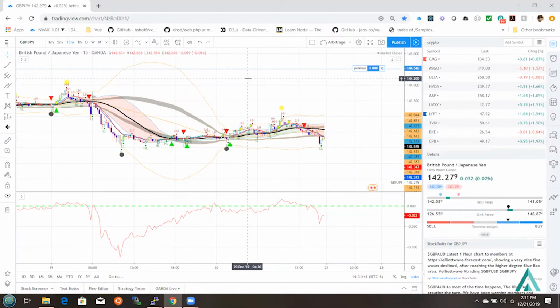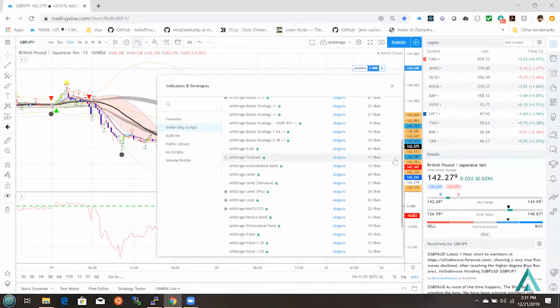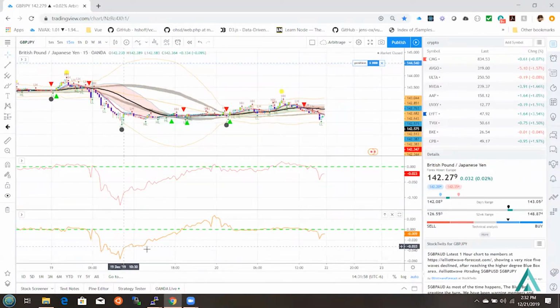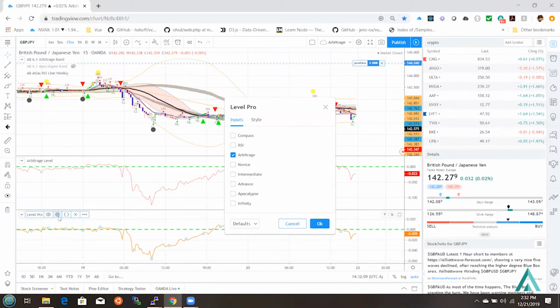All right. So now I'm going to turn on Level Pro and show you what's the difference between Level and Level Pro. With Level, everything is combined into one indicator, and basically all the bands are one indicator, but you do have the ability to actually change it. So you see that this line is orange. That's because it corresponds to the arbitrage band. Each band in the system has a color. So for example, if I wanted to look at the apocalypse band, I turn off the arbitrage band.